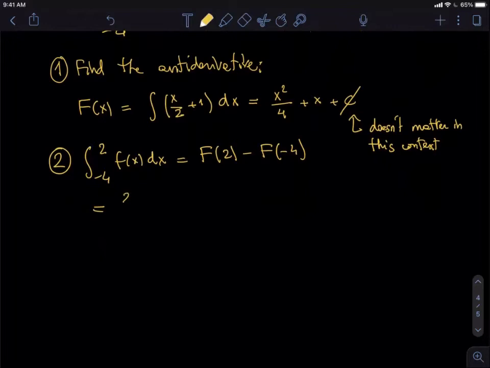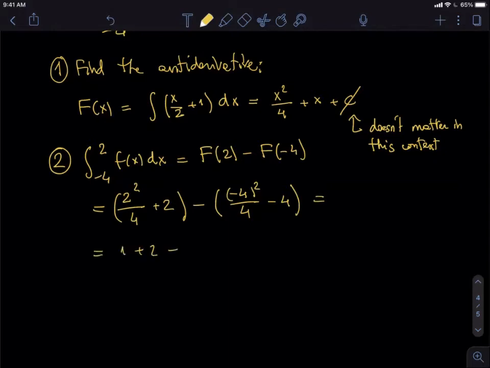So this is 2 to the power 2 divided by 4 plus 2 minus -4 squared divided by 4 minus 4. And that is 1 plus 2 minus 16 divided by 4, which is 4, minus 4. This is 0. So we get 3. And that's it.